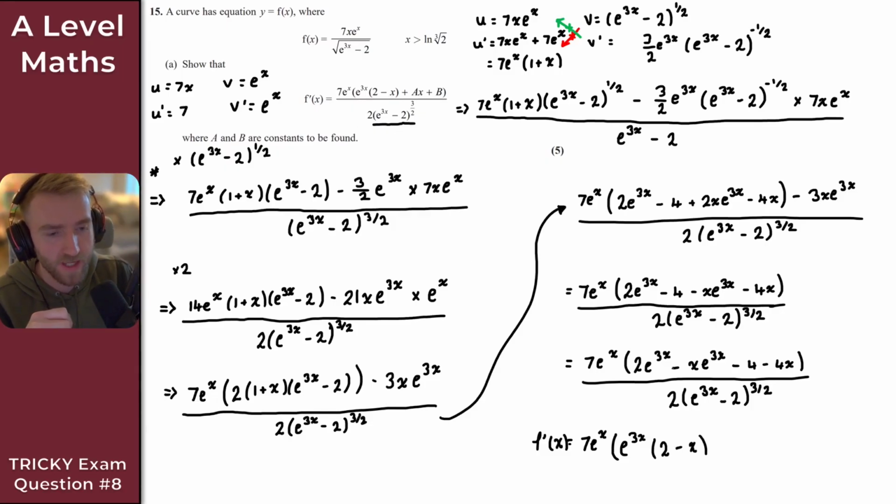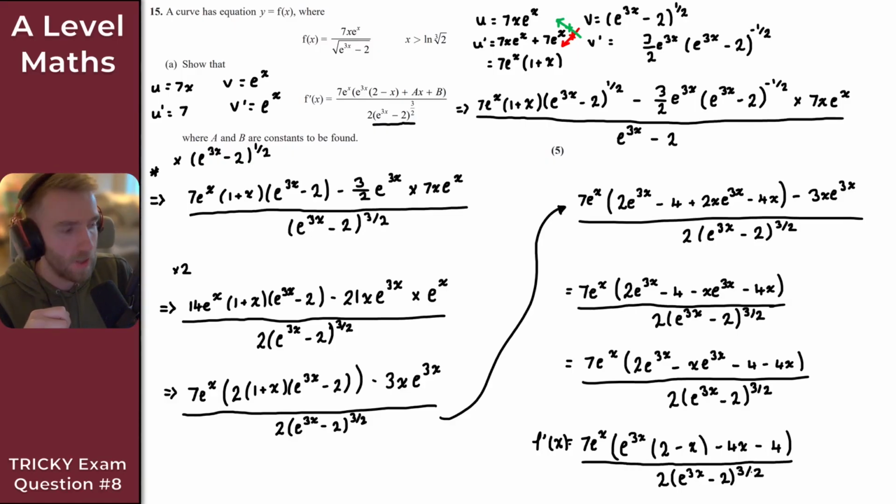We've got a 2 minus x here. We've got plus ax, so that's minus 4x in this form here. Just like that. And then plus b, where plus b here is my minus 4, right? Just like that. And this here is all over then 2 bracket e to the 3x minus 2, all to the power of 3 over 2. Perfect. So there we go.